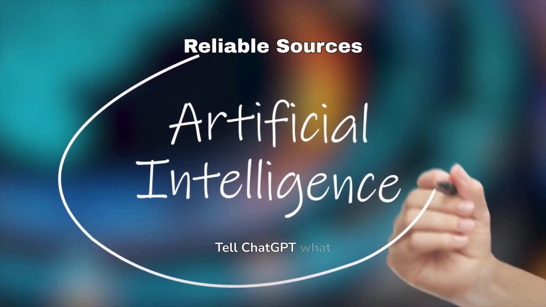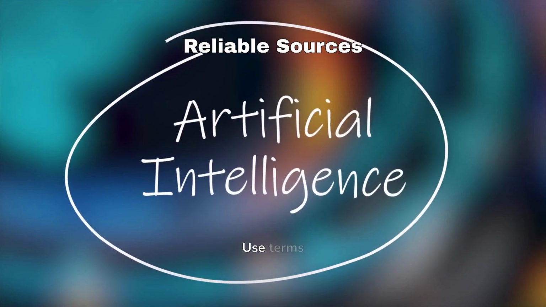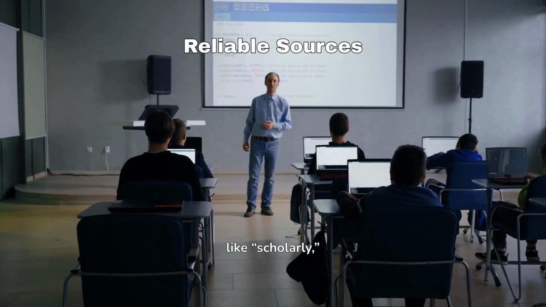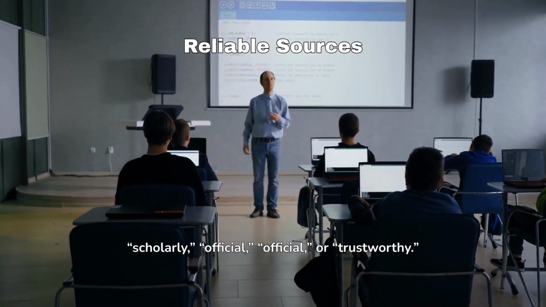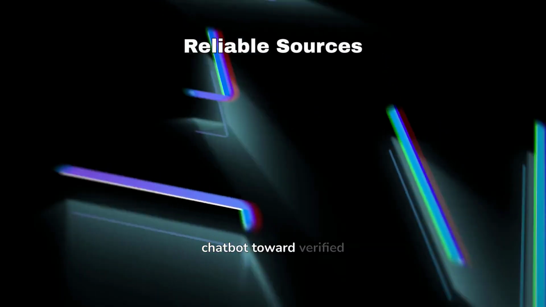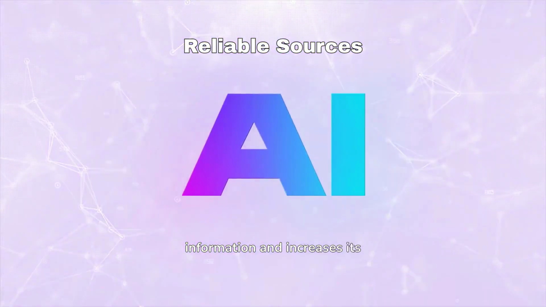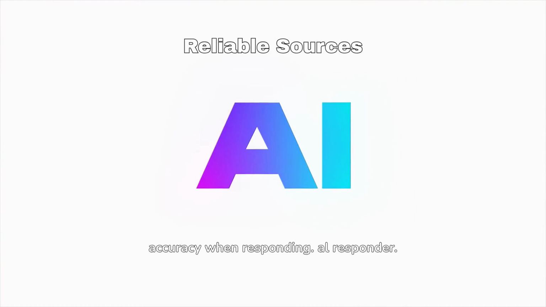Tell ChatGPT what type of source to consult. Use terms like scholarly, official, or trustworthy. This guides the chatbot toward verified information and increases its accuracy when responding.